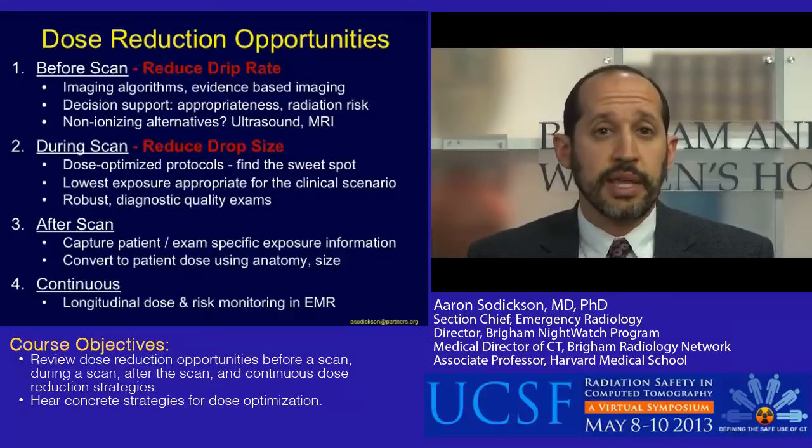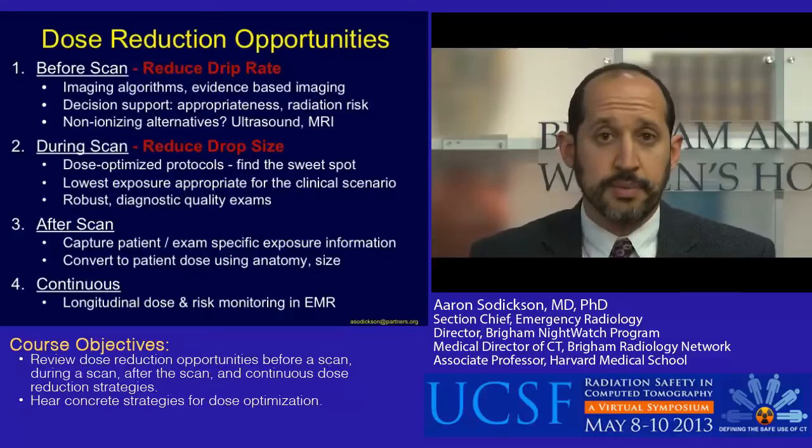Before the scan, there are many opportunities to reduce our drip rate. This is where we have the chance to control utilization by designing imaging algorithms, ideally based on good evidence. We can make decision support interventions, and we can consider use of non-ionizing alternatives. Others in this symposium will focus more on this part of the imaging chain and potential interventions.